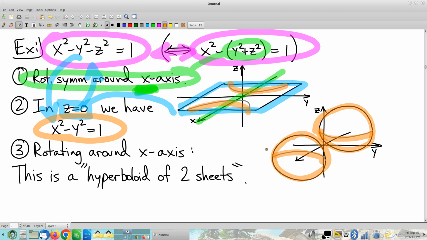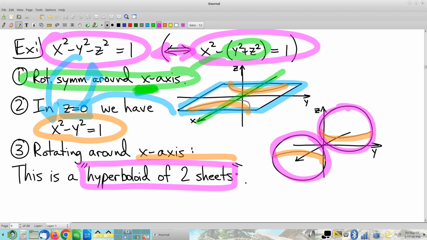Anyway, it's still a rotation of a hyperbola. It's a rotation kind of in a different way, and so we still call it a hyperbola. Sorry, I used the wrong colors there. It's still a rotation of a hyperbola, so we still call it a hyperboloid, but to distinguish it from the one above, we call this a hyperboloid of two sheets because it does have two entirely disconnected sheets.